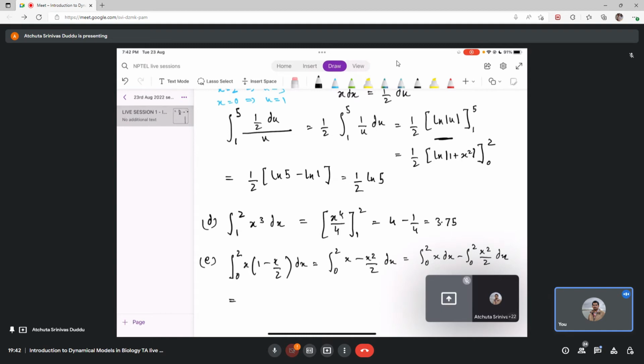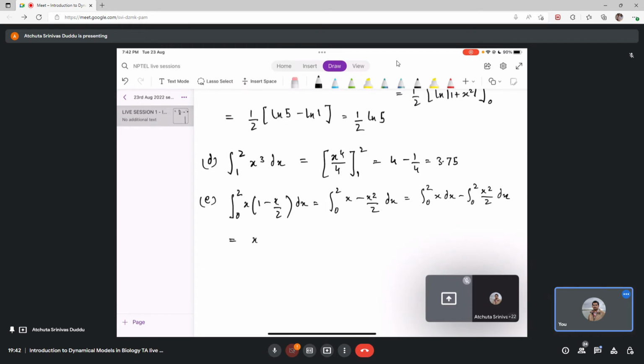So which would be equal to x square by 2 from 0 to 2, and then since 1 by 2 is a constant, we take it out, and then we have x square inside the integral, so this would be x cube by 3 from 0 to 2, which would be equal to 2 minus 0, minus half times 8 by 3 minus 0. That will be 2 minus 4 by 3 is equal to 2 by 3, which is 0.67.